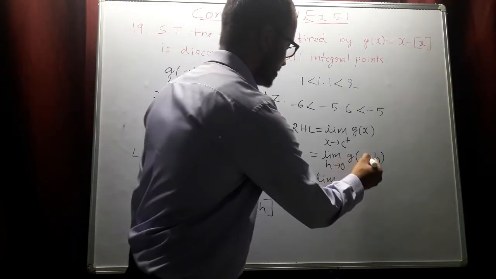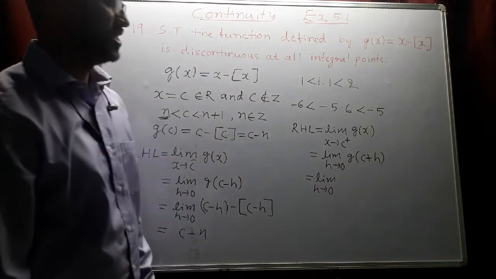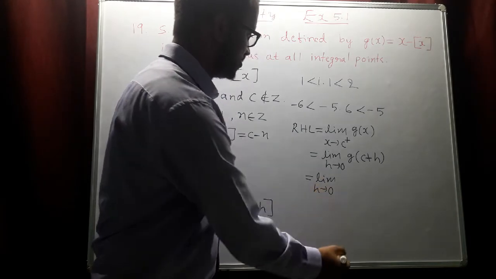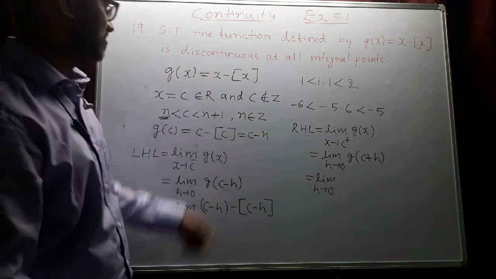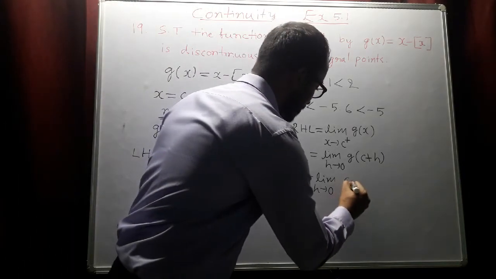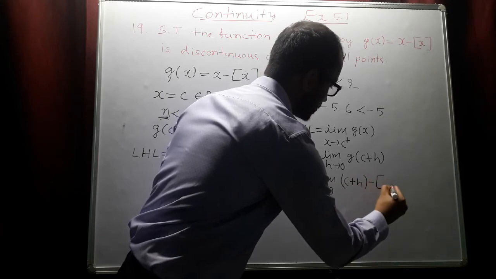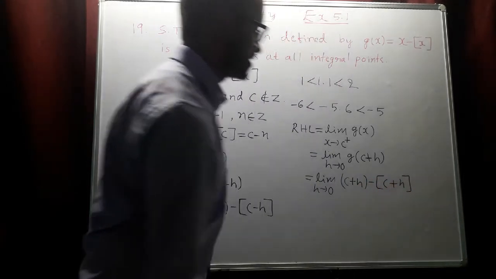So this should be c plus h. Right hand limit, it should be c plus h. So limit h tends to 0, g of c plus h. G of c plus h means c plus h minus greatest integer less than or equals to c plus h.